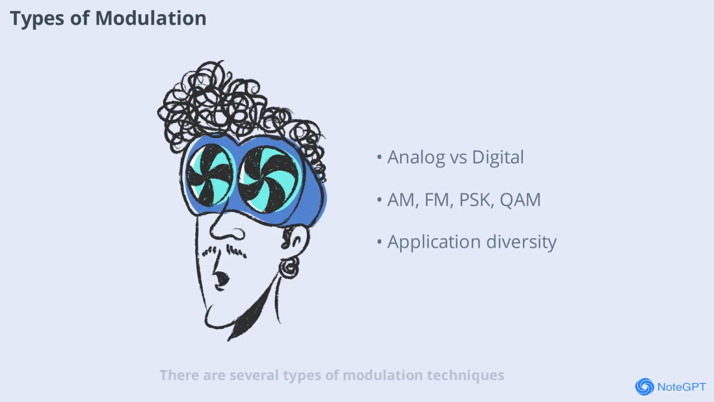There are several types of modulation techniques, each suited for specific applications and requirements. The main categories include analog modulation and digital modulation. Analog modulation techniques such as amplitude modulation (AM) and frequency modulation (FM) are commonly used in radio broadcasting. Digital modulation techniques like phase shift keying (PSK) and quadrature amplitude modulation (QAM) are widely used in modern data communication systems. Understanding these types helps us appreciate the versatility of modulation in different scenarios.